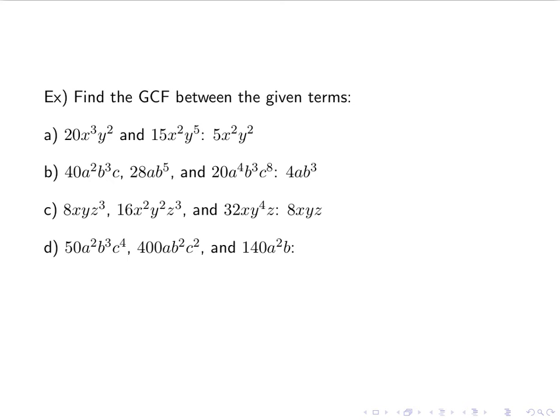And our fourth one, 50a squared b cubed c to the 4th, 400 ab squared c squared, and 140 a squared b. So again, we'll start with the variables because they're actually the easiest. So for a's, we have a squared, a, a squared. So the lowest exponent is a. For b, we have b cubed, b squared, b. Lowest exponent is b. And again, our third term doesn't have a c, so the c can't be part of the greatest common factor. So variable-wise, it's ab.